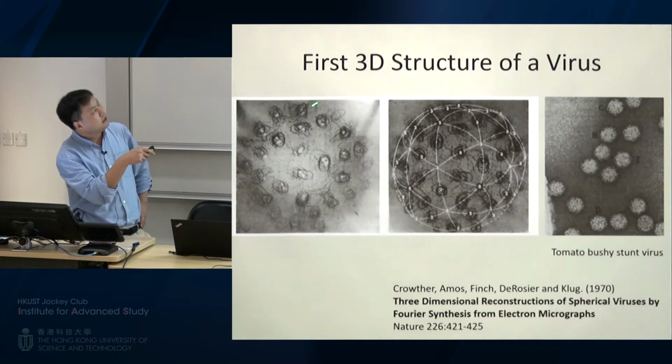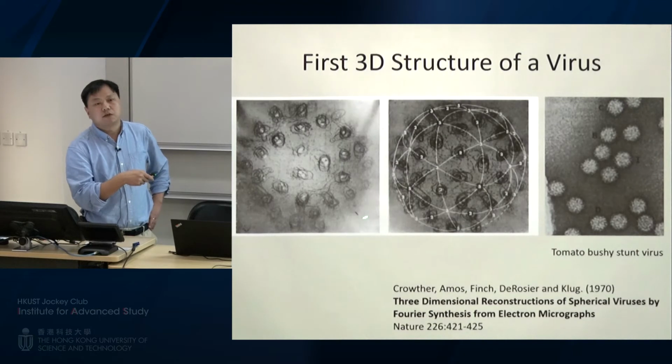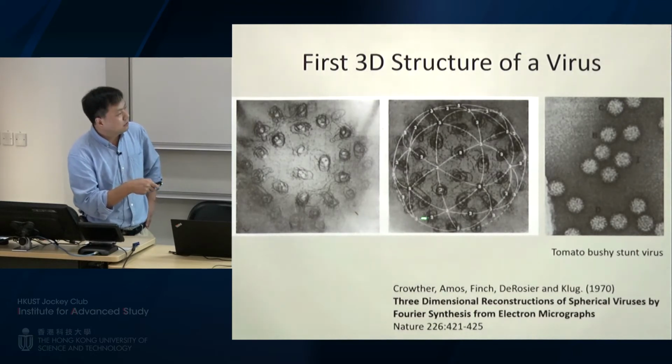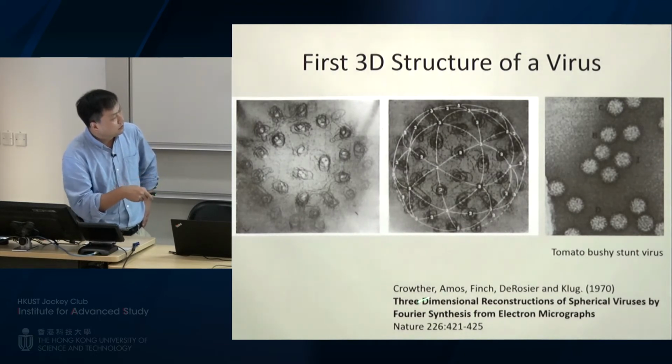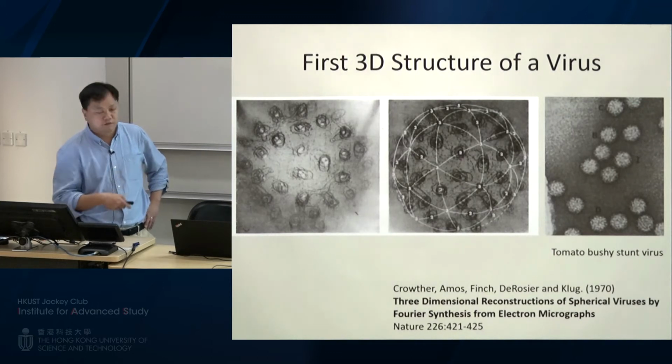In fact, the first 3D structure of a virus was also solved using electron crystallography. This paper was published in 1970. Aaron Klug, again, with his student, reported the first structure of a virus.